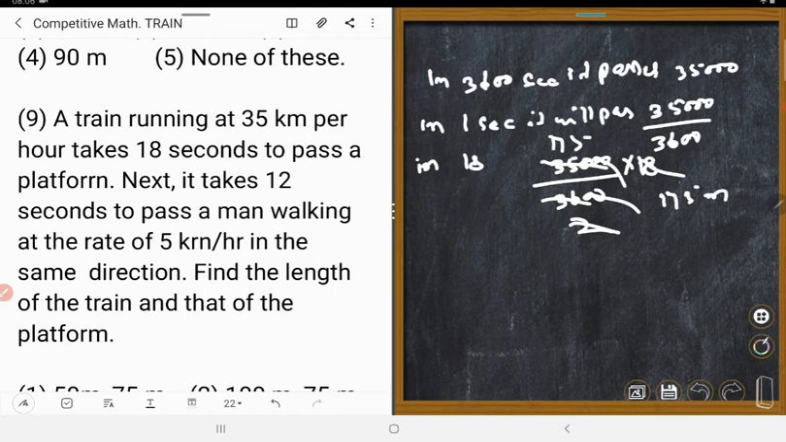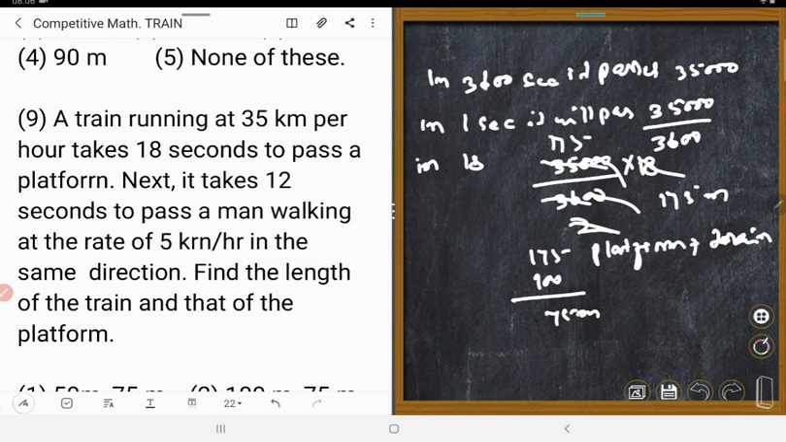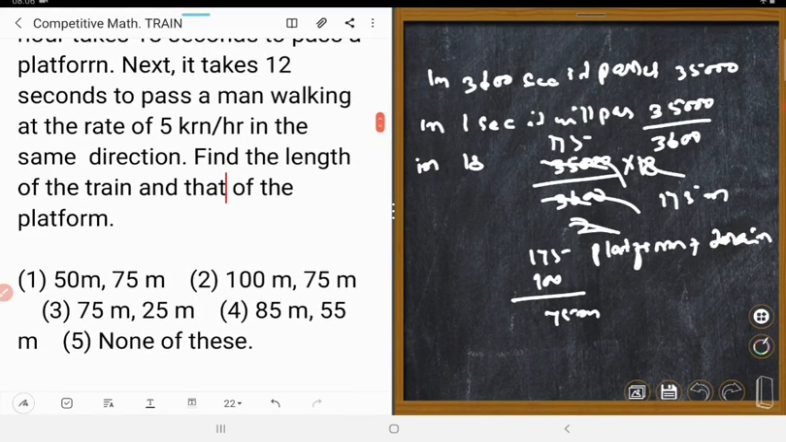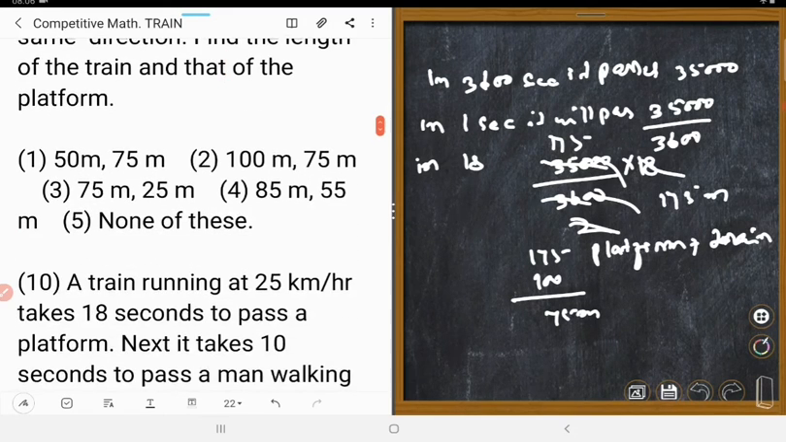Could you understand or not? This is the length of platform plus train. The length of the train is equal to 100, we know. So the length of the platform is 75 meter. Could you understand what is asked? So the length of the train and platform is 100 meter and 75 meter. Yes. Could you understand? Number 2.